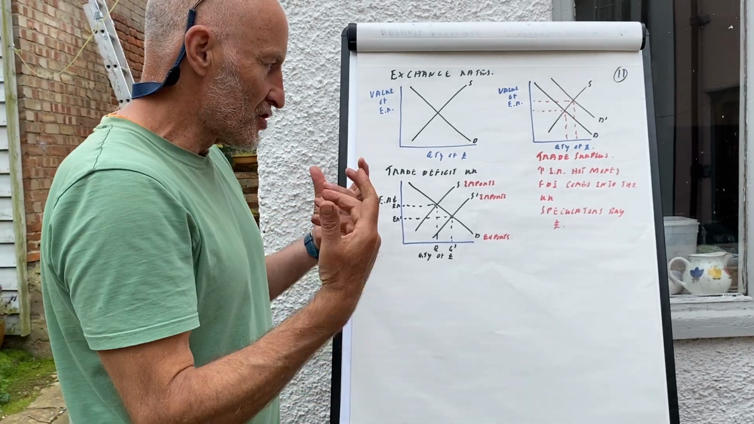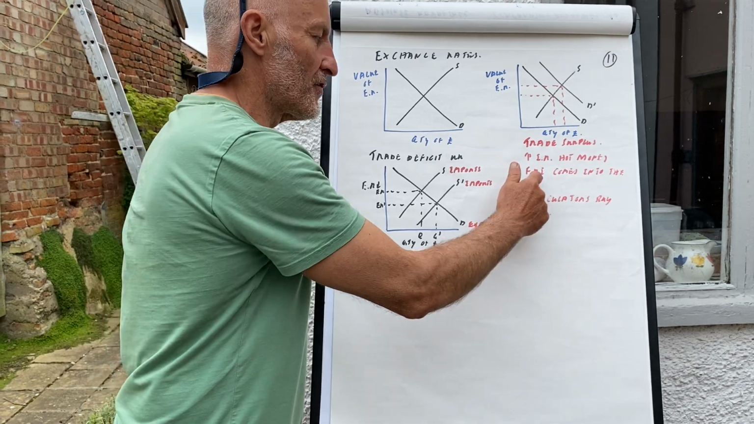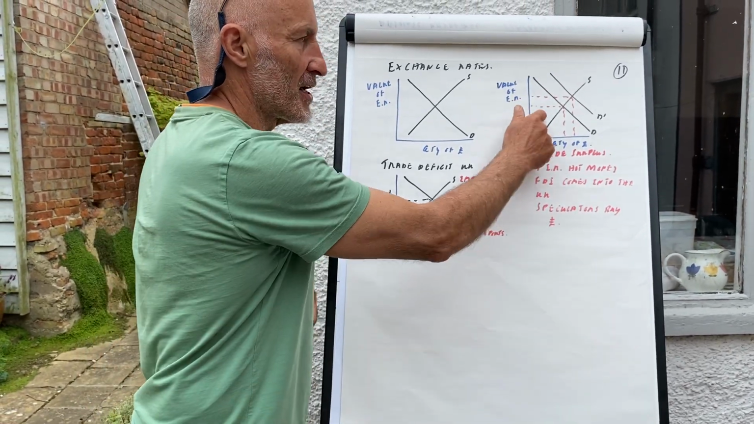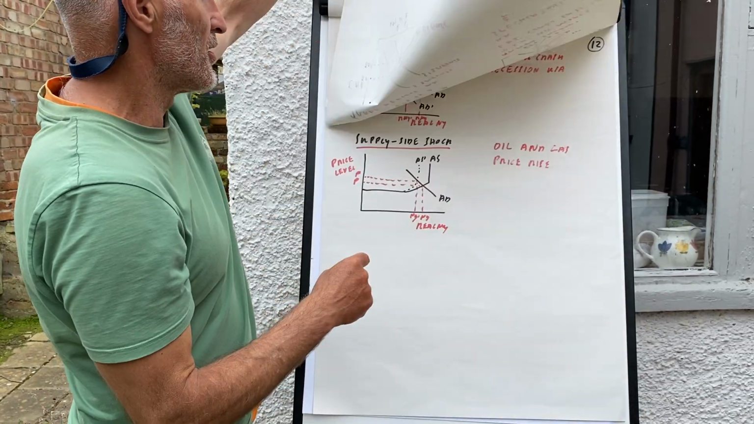Right, four factors affecting the exchange rate: an increase in interest rates, hot money comes into the UK, more FDI comes into the UK, speculators suddenly want to buy sterling, and also a trade surplus. So that is how the exchange rate is determined. Simple supply and demand.